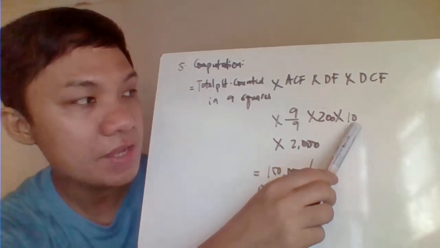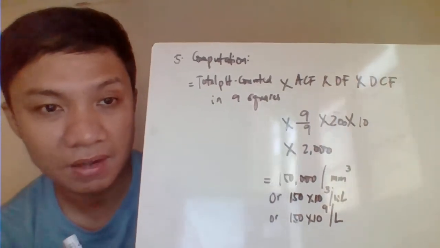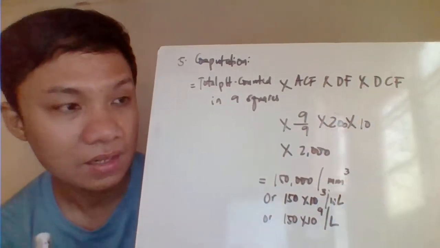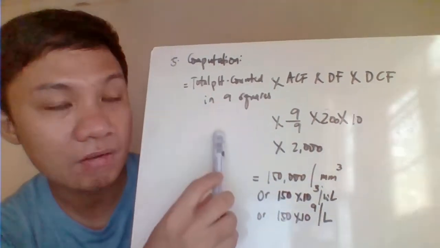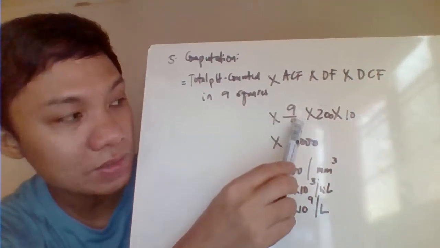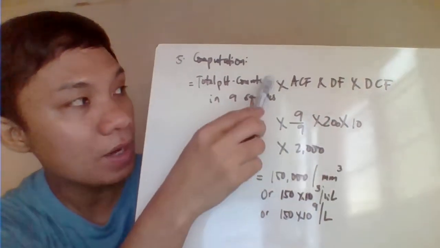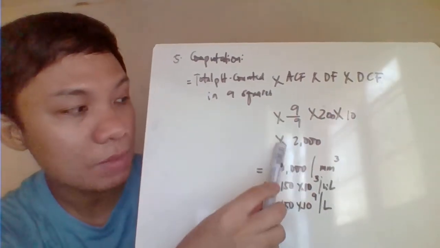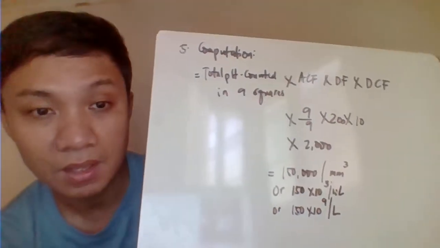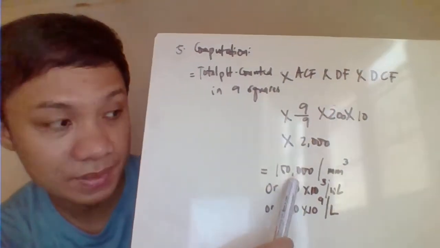Then we also have your depth correction factor, which is 10. That is a constant. So whatever your total platelet count in 9 squares, multiply by 2,000. How 2,000? 9 over 9 is 1, times 200, times 10, that's 2,000. So whatever count you have, the total number, multiply by 2,000. That gives you the platelet count per cubic millimeter.